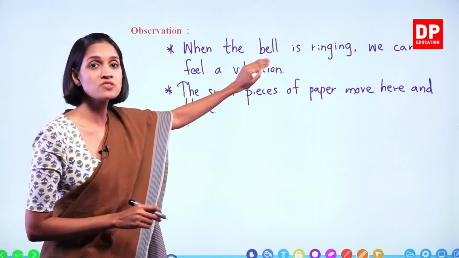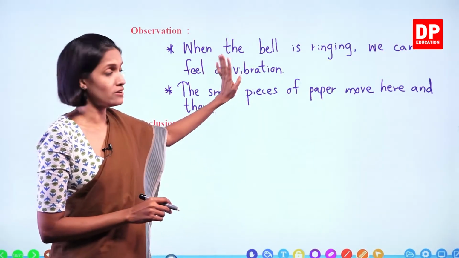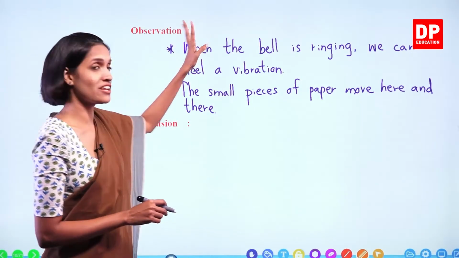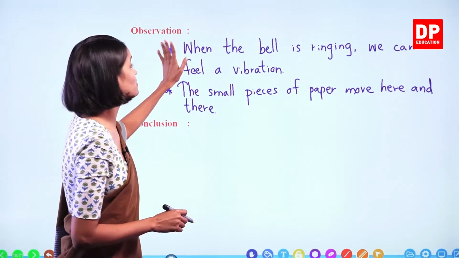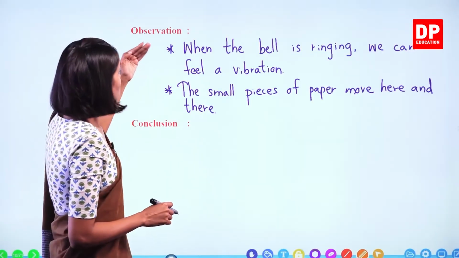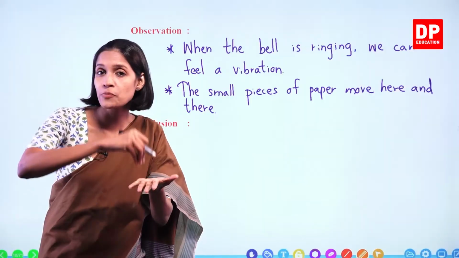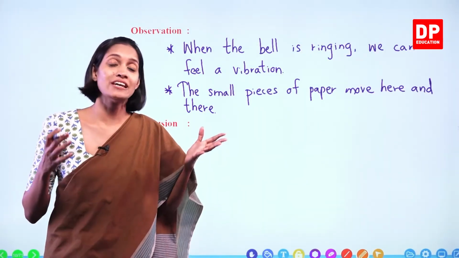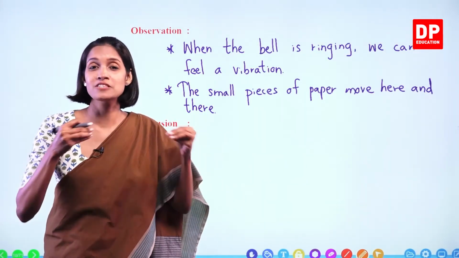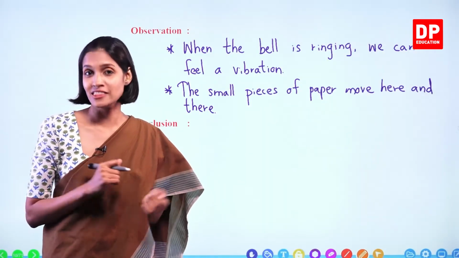Now here this happens when we touch the bell. When the bell is ringing, when we touch the bell, we can feel a vibration. And the small pieces of paper move. When we place small pieces of paper on the ringing bell, we can clearly see that those tiny pieces of paper move here and there.